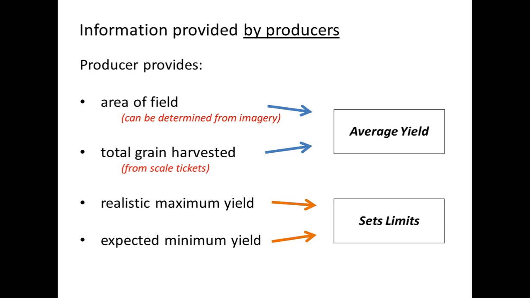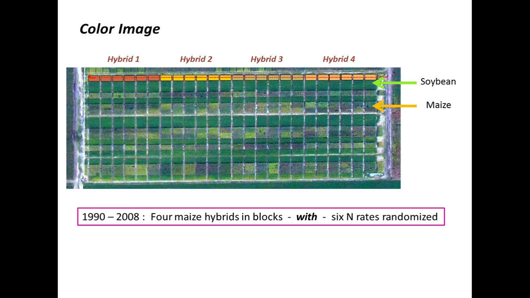A little bit of examples about the imagery and what you might expect. This is a study that went on for about 15 years in Nebraska or more. We had planted 4 hybrids in continuous blocks. Within each one of these strips through the field or blocks, there were 6 different nitrogen rates.